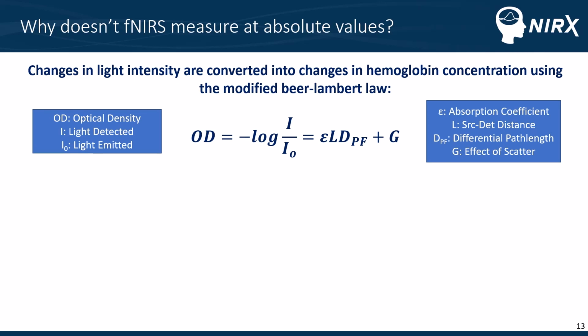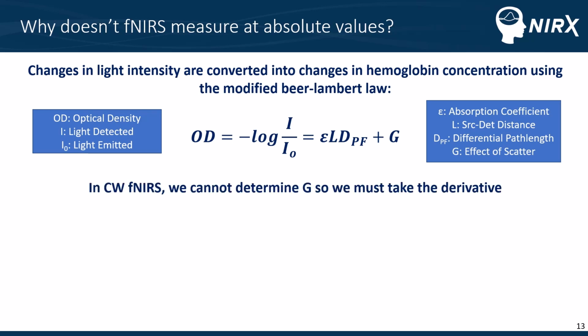So this term indicates the exact path that a photon took to get from your source to your detector, and it's reflective of the time of flight of the photon. Well, with continuous wave fNIRS, we can't determine G. So we can determine these other terms through our setup as well as modeling, but we can't determine G exactly with continuous wave fNIRS. So we have to take the derivative.